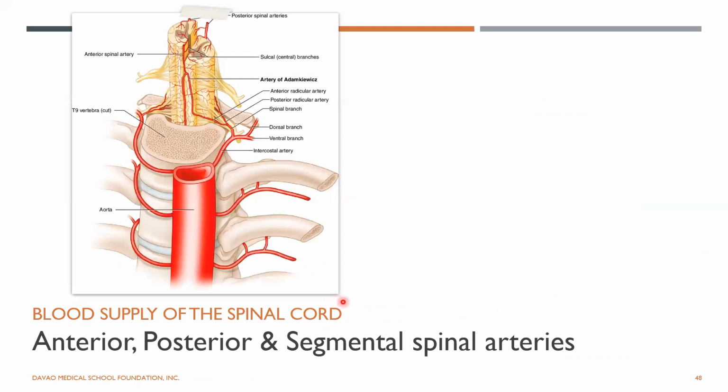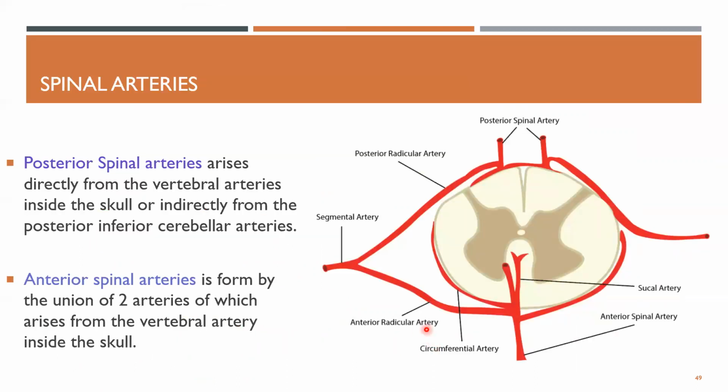Okay, so let's talk about the blood supply of the spinal cord. You have anterior, posterior, and segmental spinal arteries. The posterior spinal arteries, which are this one, arise directly from the vertebral arteries. Remember your vertebral arteries arise from your subclavian artery. They arise directly, the posterior spinal arteries, inside the skull or indirectly from the posterior inferior cerebellar arteries.